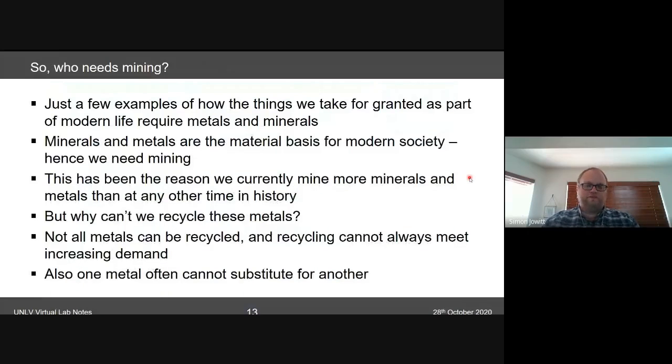So that's just a few examples of many. You can just look around you, whatever room you're in, there's going to be things, even the building you're in, all of these things require metals and minerals. We often take them for granted, but this means that mining is a fundamental part of everyday life, the material basis of modern society. And this is the reason why we currently mine more minerals and metals than any other time in history. Population growth combined with a demand for a high standard of living means that everything we do is more mineral intensive. We could recycle these metals.